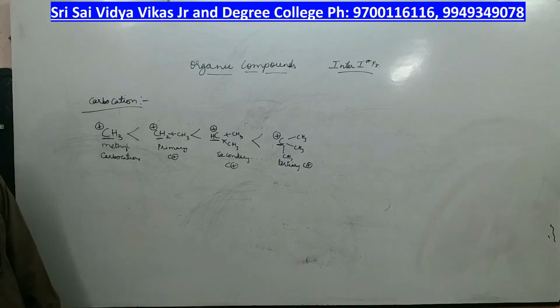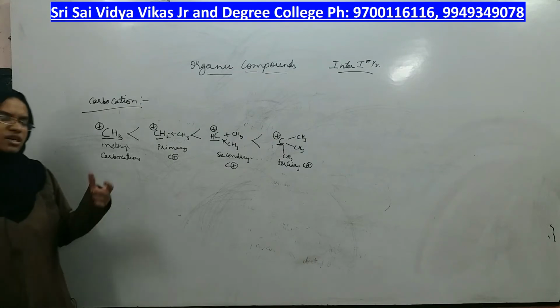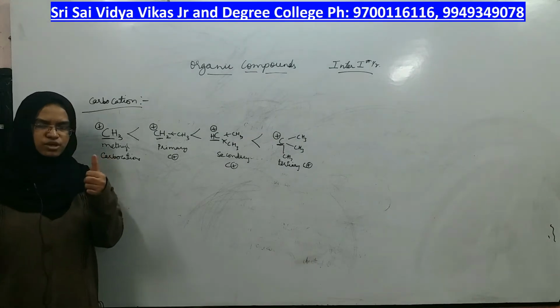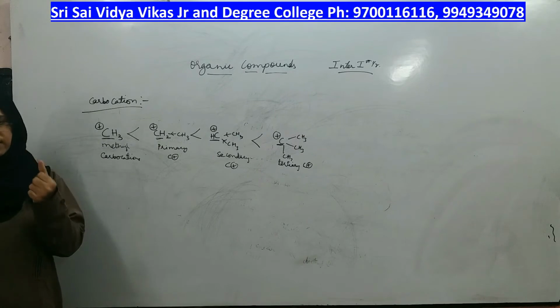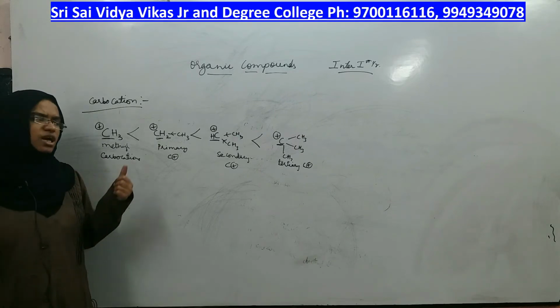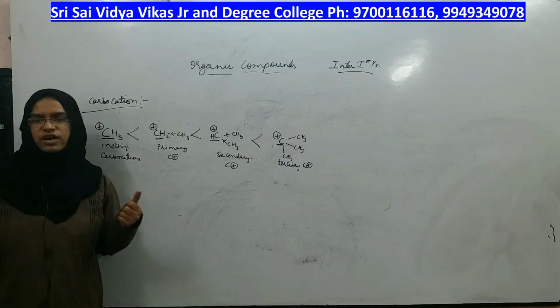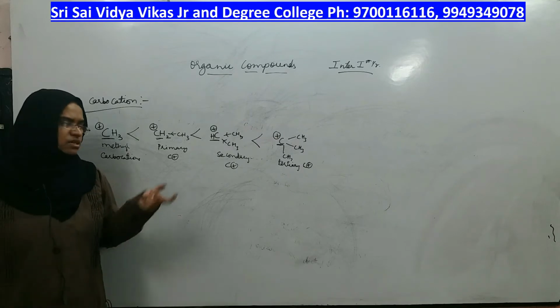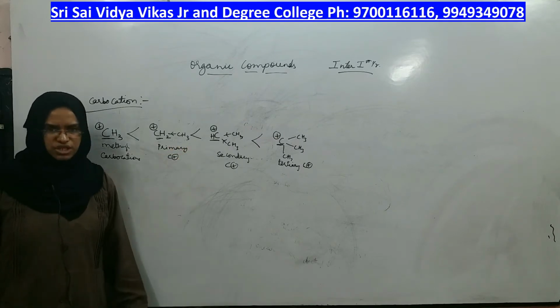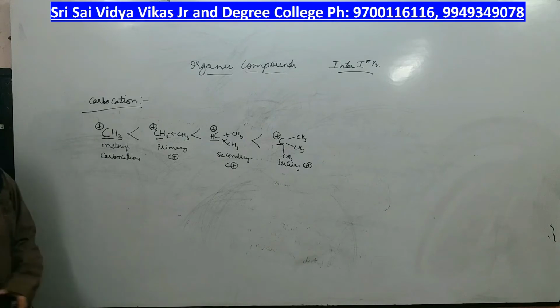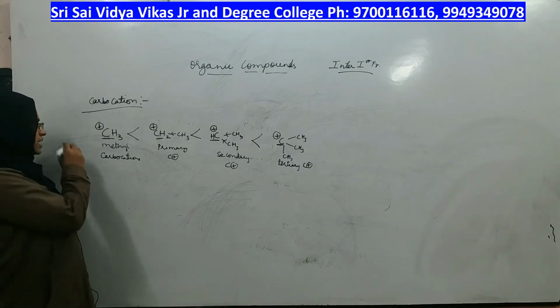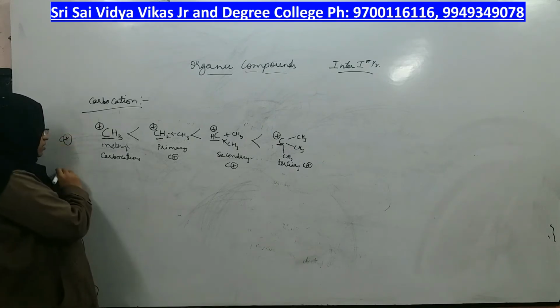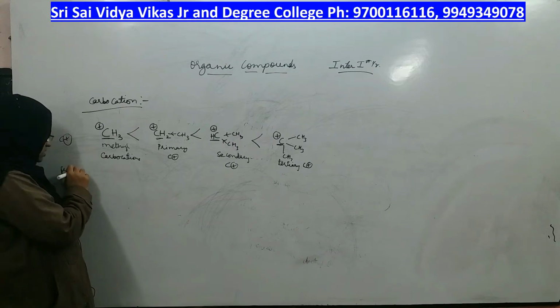In the last class, we have seen the intermediates which are carbocations, carbanions and free radicals, and we have also seen how the stabilities of carbocations change based on the groups attached to it. Now we will see the stabilities of free radicals. These are carbocations and now we will see the stabilities of free radicals.